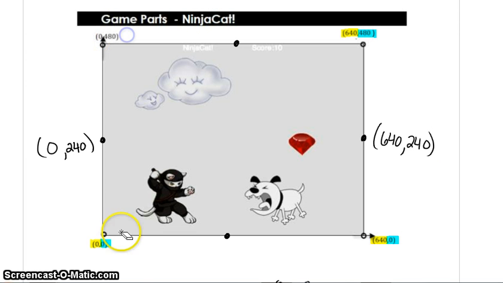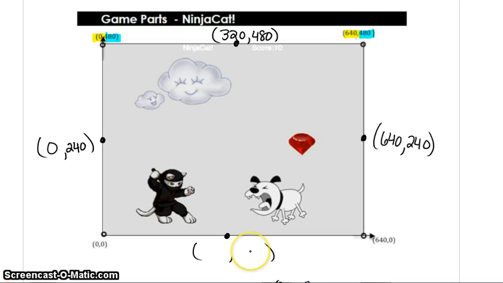Let's take a look at the midpoint of the top of the screen. The coordinates of the midpoint up at the top are going to be the average of the x coordinates and the average of the y coordinates. The average of 0 and 640 is 320, and the average of 480 and 480 is 480. So those are our coordinates up there.